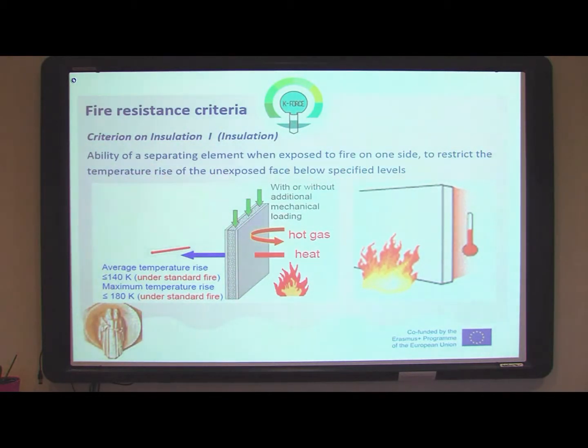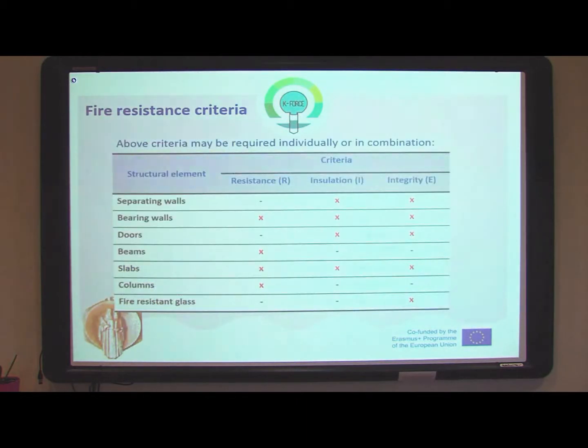Criterion E may be assumed to be satisfied where the average temperature rise over the whole non-exposed surface is limited to 140 kelvins or Celsius, and the maximum temperature rise at any point of that surface does not exceed 180 degrees Celsius or Kelvins. Not always all these three criteria have to be fulfilled. It depends on the type of the element. For example, walls and slabs have to fulfill all three criteria, but beams and columns only the criteria for load-bearing function.